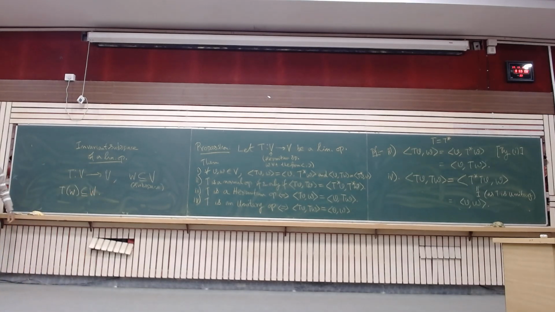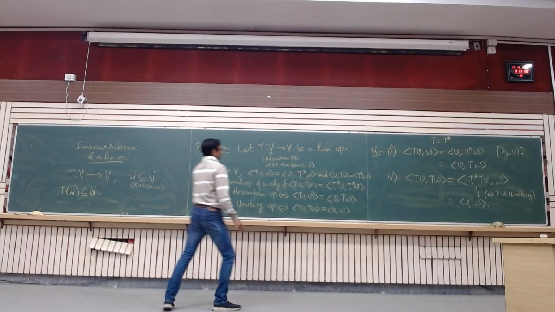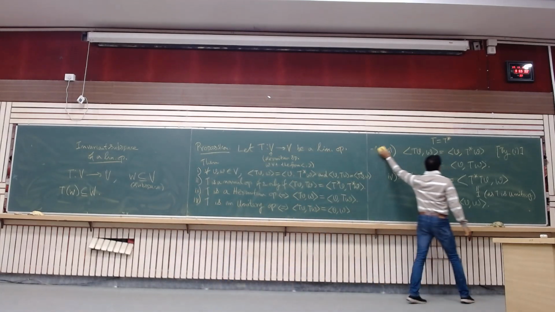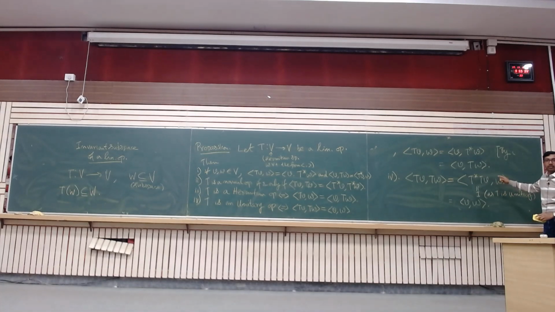Now what we are going to show is that if we have a linear operator such that W is an invariant subspace of T, then W perp is going to be an invariant subspace of T star, and vice versa. So let's write it down here. Can I wipe this out or are you still completing?